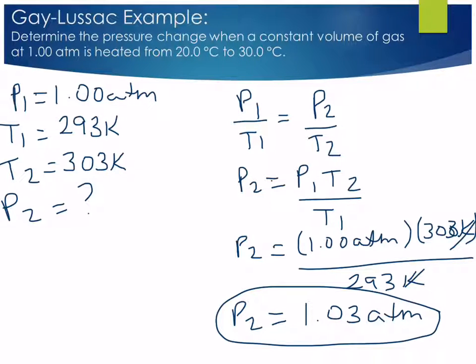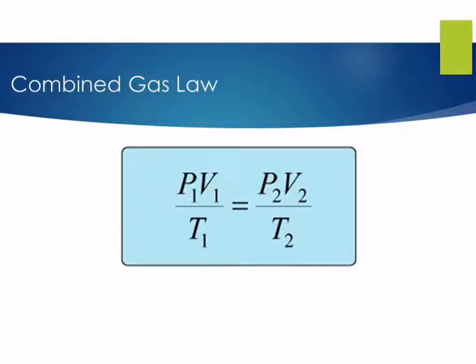And really, we've only increased the temperature of the gas by 10 degrees Celsius. And really, those are fairly ambient temperatures at 20 degrees Celsius and 30 degrees Celsius. So that makes sense. Our next gas law is the combined gas law.